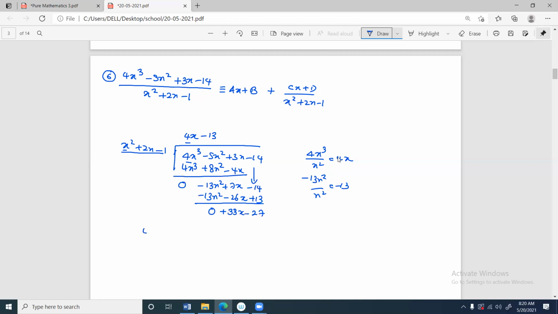Then you can write the answer: 4x minus 13 plus (33x minus 27) over x squared plus 2x minus 1. With this you can write a equals 4, b equals minus 13, c equals 33, and d equals minus 27. With this you can get your answer for this question. Right? Okay.